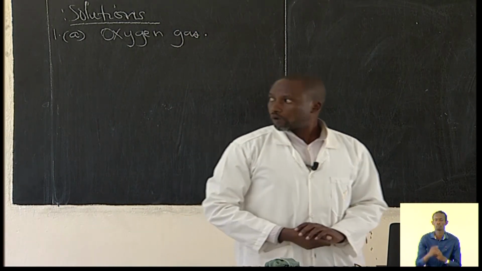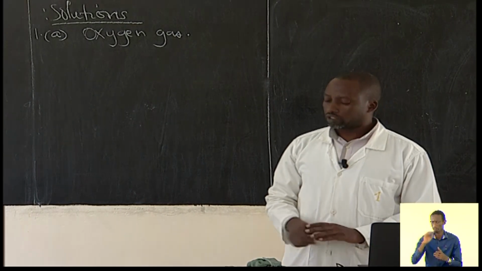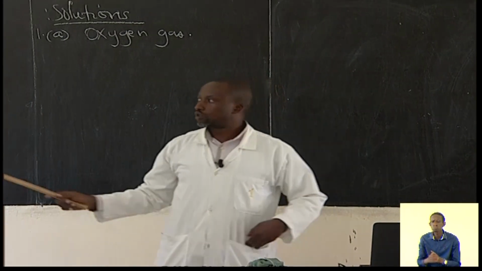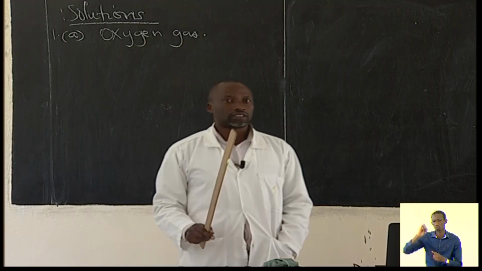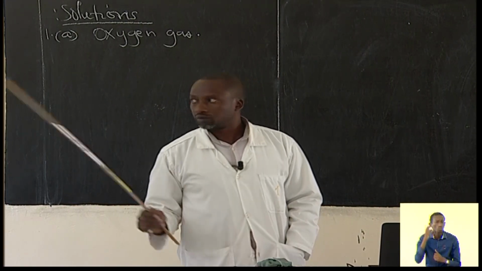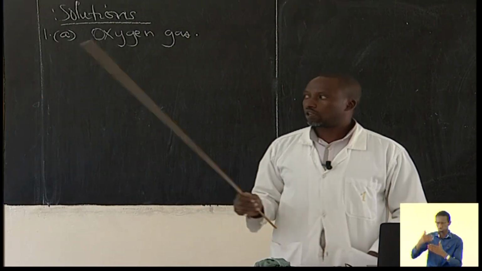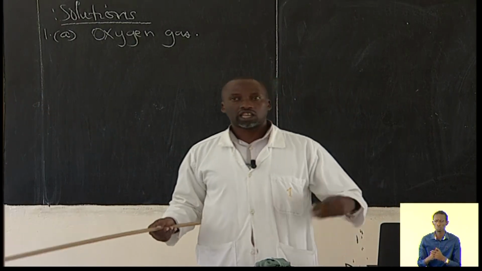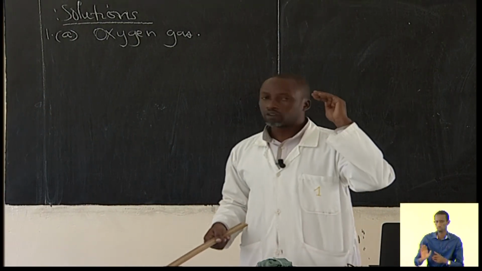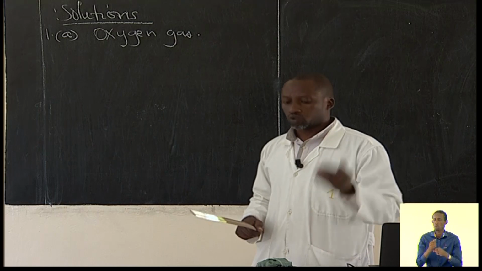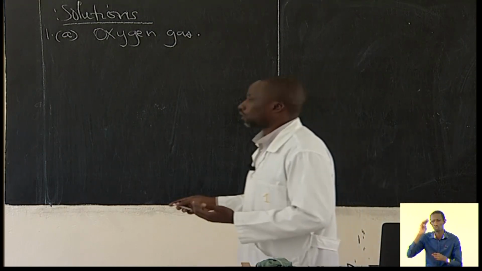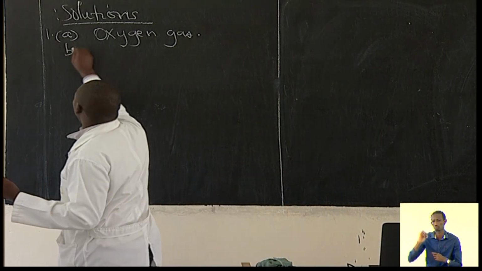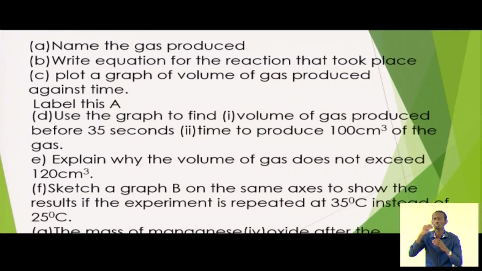B, write the equation for the reaction that took place. You remember from the previous slide, we said it is the decomposition of hydrogen peroxide. It is decomposed in the presence of manganese 4 oxide. So you have to keep remembering the question. That's why I was even reading it.